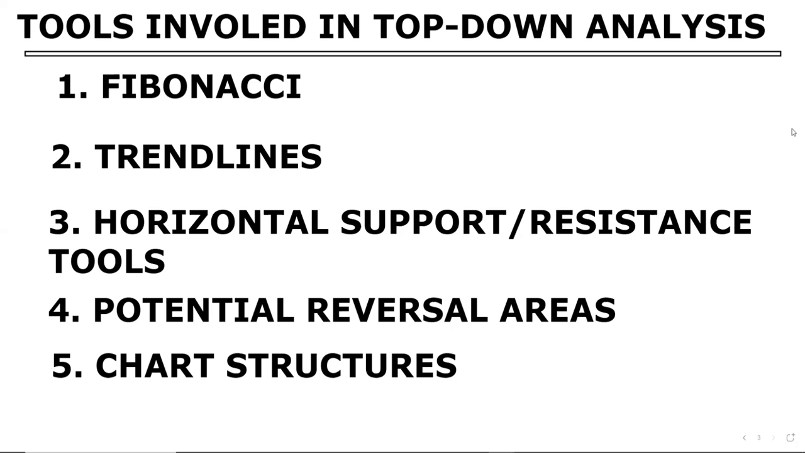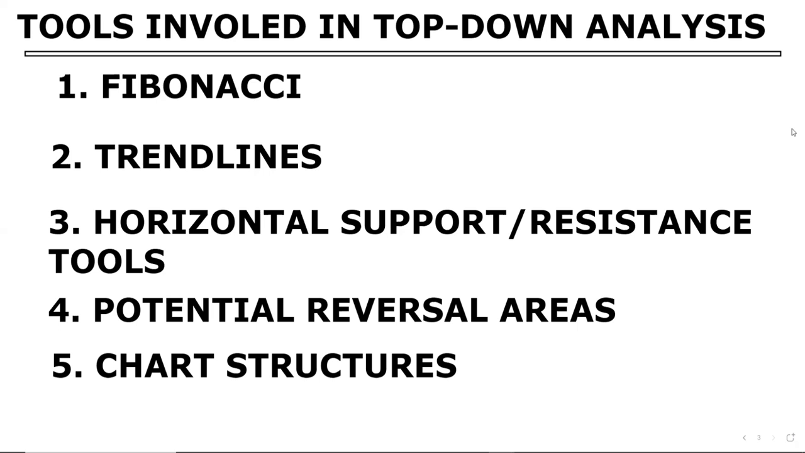What is the next? We have the trend lines. What are trend lines? Trend lines are diagonal support and resistance tools. They allow us to know if a trend is still strong. If there's a violation of a trend line, it could mean weakness in that particular trend.